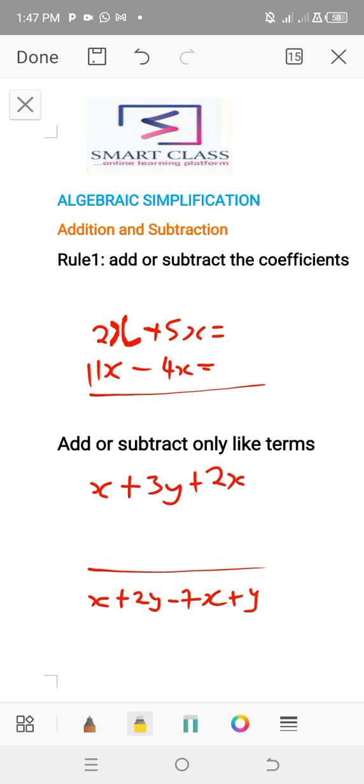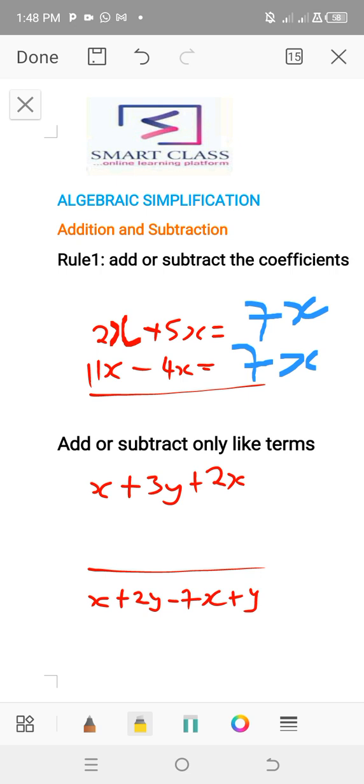So here, 2x plus 5x is like 2 plus 5, which is 7. Then you attach the x. So the answer is 7x. So also 11x minus 4x. So 11 minus 4 is 7. So the answer is 7x.